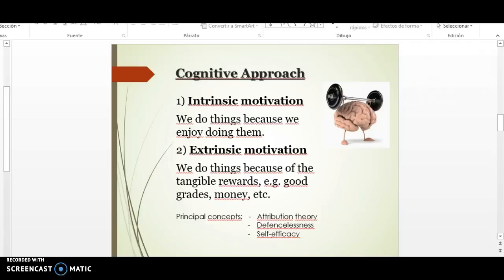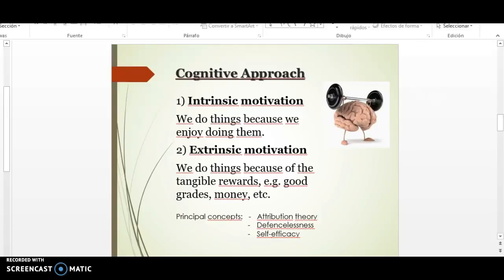Weiner also mentioned three principal concepts related to motivation. The attribution theory: our past successes and failures affect our expectations and, through them, our performance. Defenselessness, what has been learned: we think that because of all our previous mistakes, it's useless to try to change future situations. And finally, self-efficacy. It deals with the idea we have about our own effectiveness in front of a task.